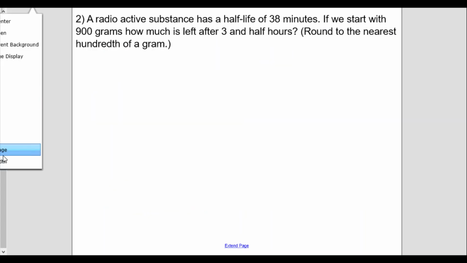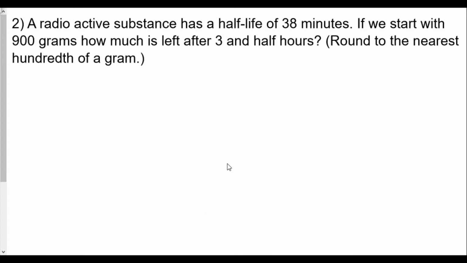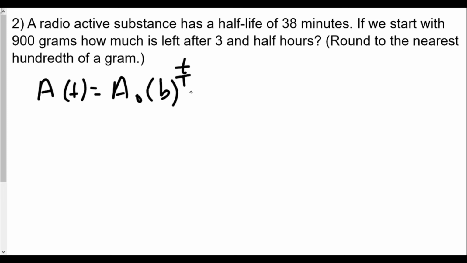A radioactive substance has a half-life of 38 minutes. If we start with 900 grams, how much is left after 3.5 hours? Round to the nearest hundredth of a gram. Again, we use our formula. A of t is equal to a sub 0 times the base raised to t over k.